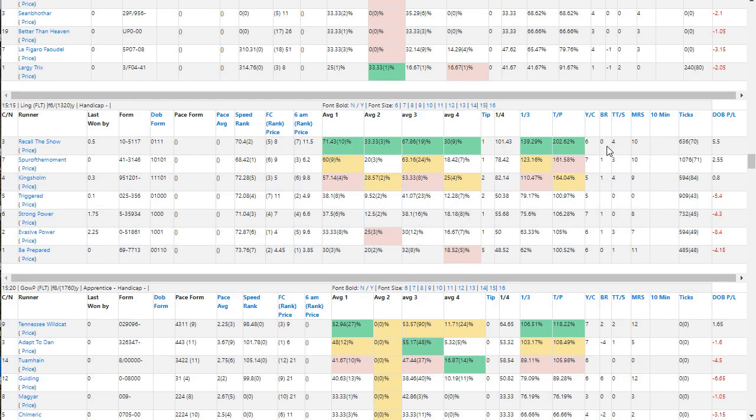The other thing about this runner that I quite like is it's got a good dob form, so that means it normally does pretty well in play.